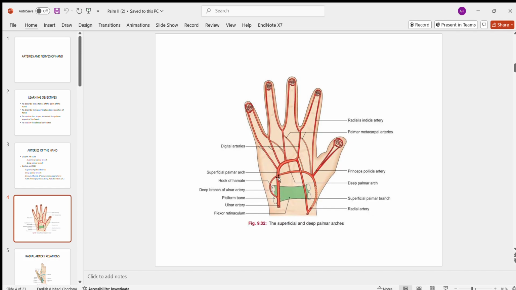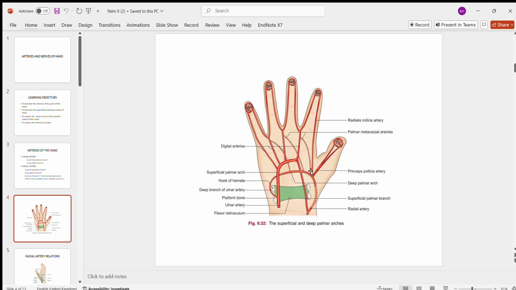The superficial palmar arch is formed at the level of the middle of the metacarpal bones. It gives off one proper digital artery and three common digital arteries. And these digital arteries are connected by the palmar metacarpal arteries, which are branches of the radial artery.